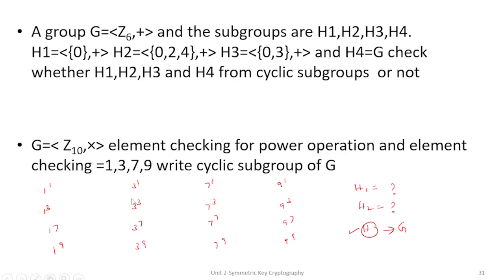So here power means we should do the multiplication operation because cross is given. So 3 power 3 means we should multiply 3 by 3 times. So 7 power 7 means we should multiply 7 by 7 times because the multiplication operation is given. Like that we can check the cyclic subgroup notations.